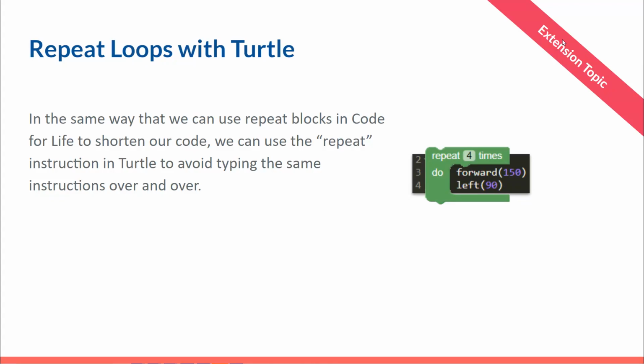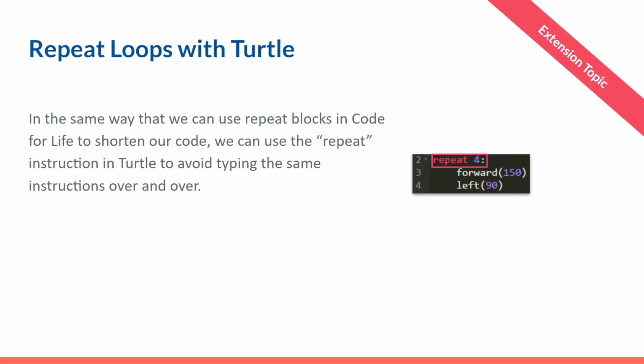In the same way that we can use the repeat block in our block code, we can similarly do something with Python Turtle to get our instructions repeated without having to type it over and over again. The way we do that in our version of Python Turtle is to type repeat, space, followed by the number of times we want to repeat, and then the colon symbol at the end.